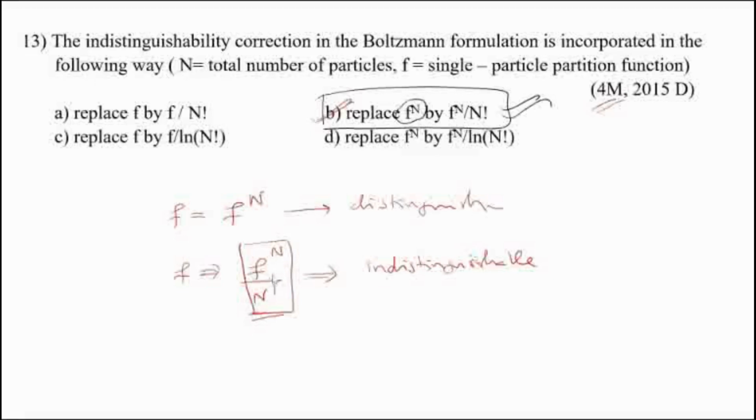Boltzmann assumed even gas particles to be distinguishable. Later, scientists found that for gases you cannot assume particles as distinguishable. In the gaseous state, you cannot distinguish the particles, so for the gaseous state particles must be indistinguishable. So a correction has to be brought into the Boltzmann formula. For that correction, they removed the f power n term and introduced the f power n by n factorial term. It is called the indistinguishability correction in the Boltzmann formula.